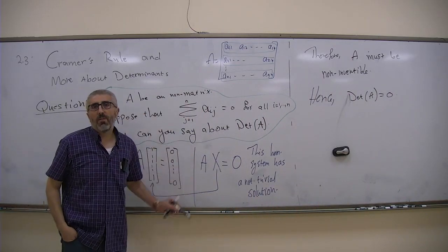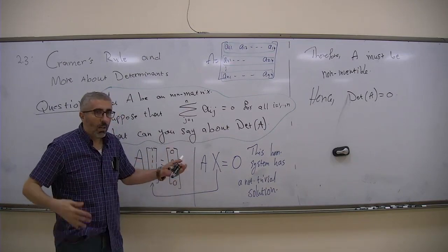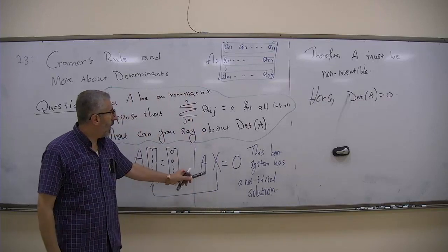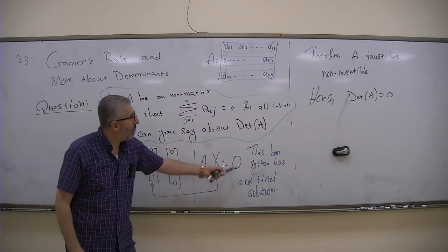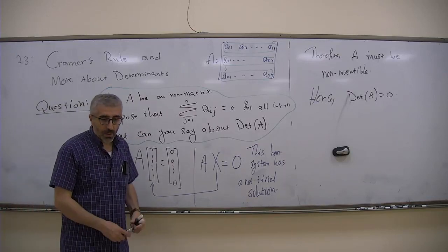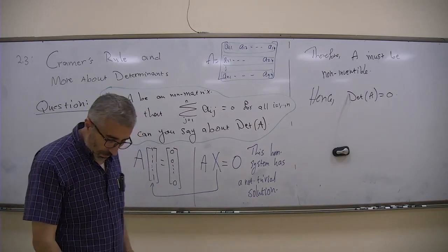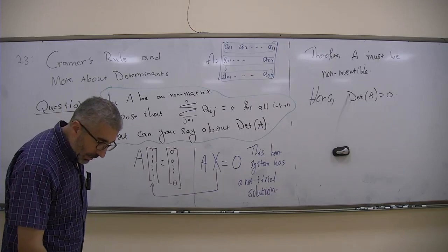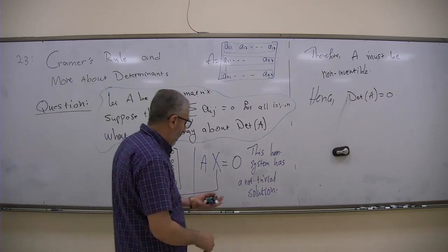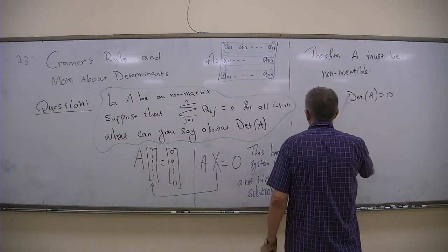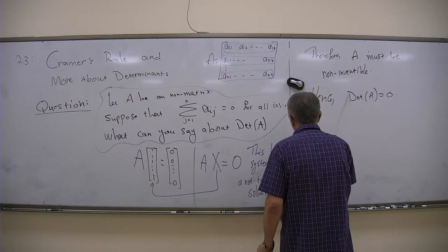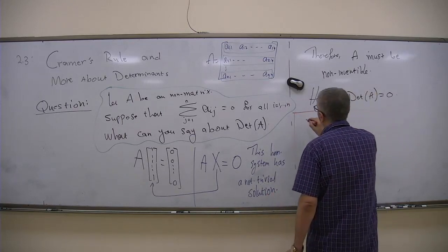Very simple, but very interesting idea here. Okay, we connect the ideas together. We connect linear systems with matrices, with determinants, and the idea is very interesting. All right. One last question. So here, last question.